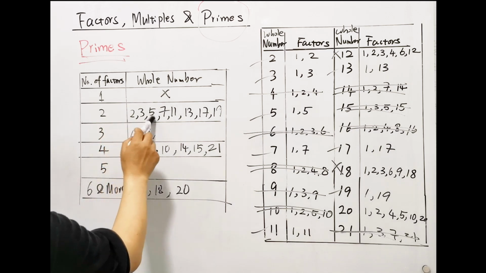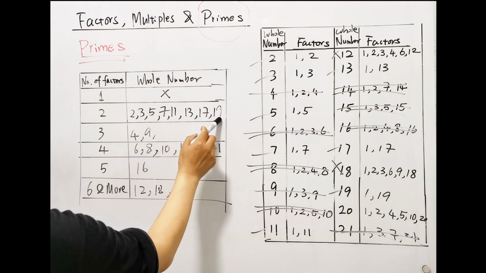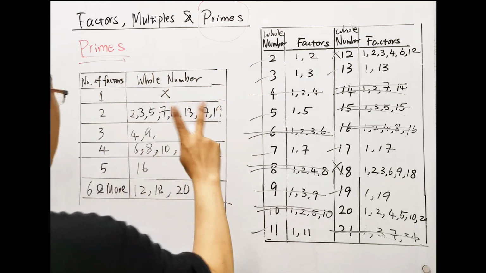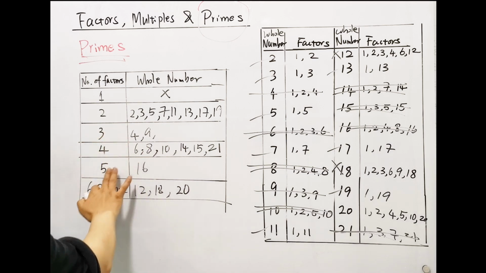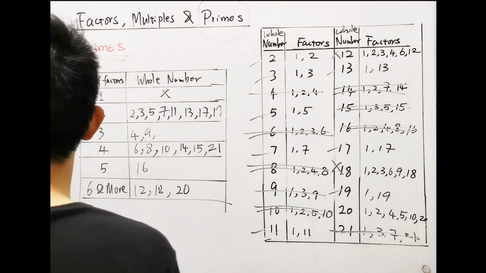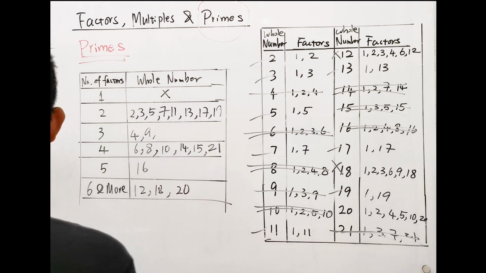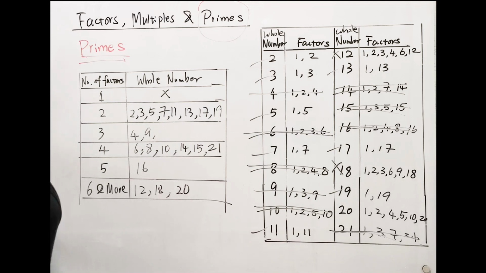Trace 2, 3, 5, 7, 11, 13, 17, 18, they have only 2 factors. The rest have 3, 4, 5, 6. So can we conclude? From this table, we can find out something very interesting, right? Let's look at it.